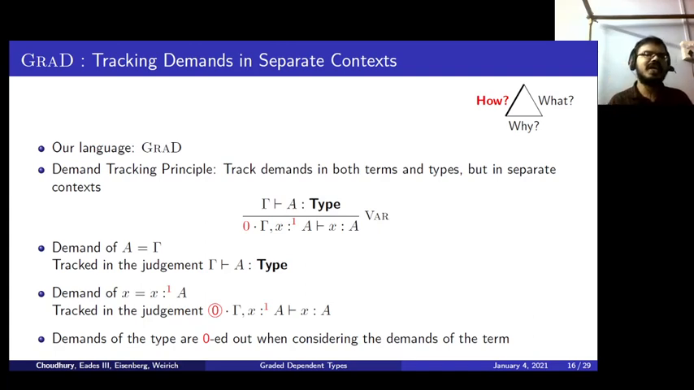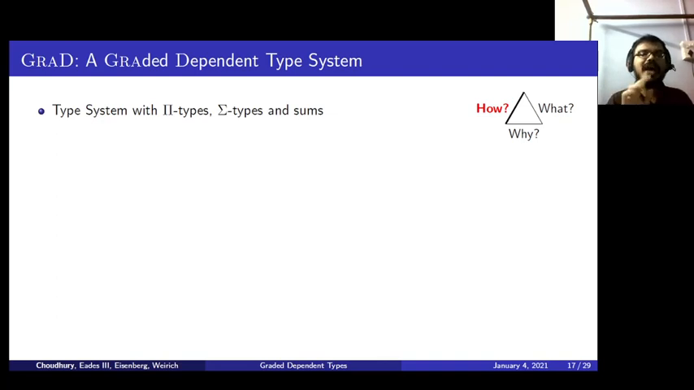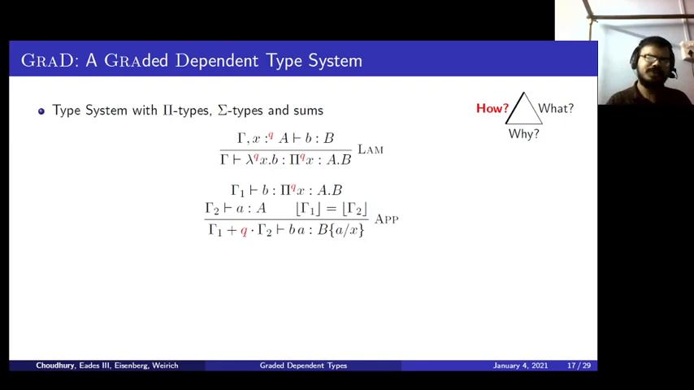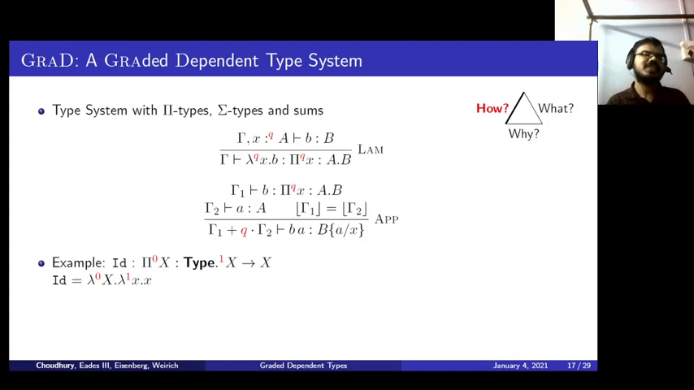With this understanding of the demand tracking principle, let's look at some typing rules. We have pi types, sigma types, and sums. The lambda rule is similar to its simpler version, but instead of an arrow, we have a pi here. The app rule is also similar to its simpler version. Now, with these rules, we can type this polymorphic identity function with this type. Note that ID does not use capital X, does not use the type argument. So X appears at grade 0.